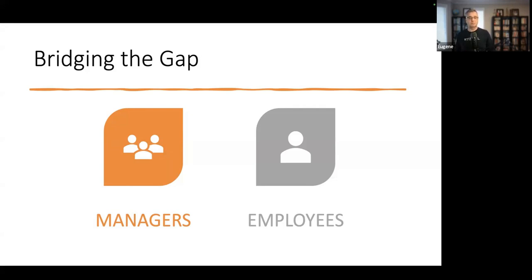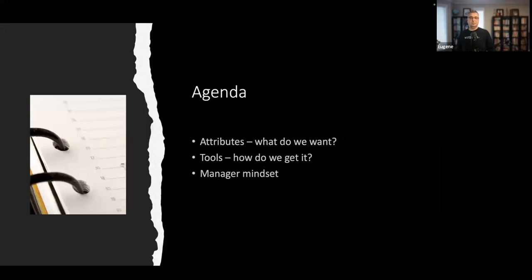So that's the idea. From an agenda perspective, what we're going to talk about is what we want from a high performance team: what kind of things do you want to see to know that this team is high performance, and to make it into high performance? Then tools: how do we get those things? And finally, we also talk about mindset: as a manager, what sort of mindset should we adopt? Or as an employee, what sort of mindset should we try to encourage in our managers to make that happen?